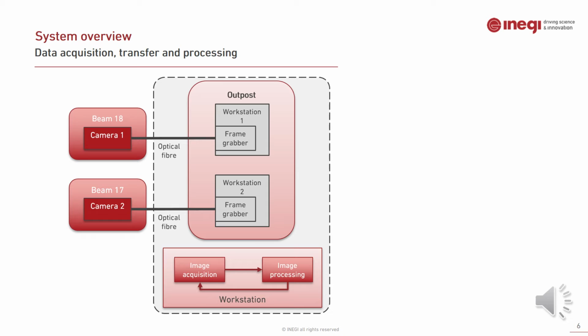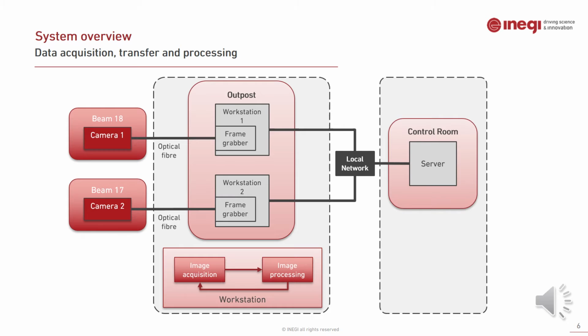And these workstations are responsible for the image acquisition and some processing. And in the end, there is a server in the control room that's connected to these workstations through a local network, and the data will be transferred to that server, and we will do the rest of the processing and visualization on the server.